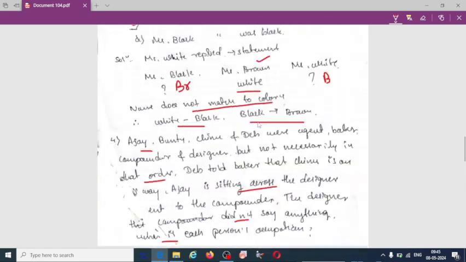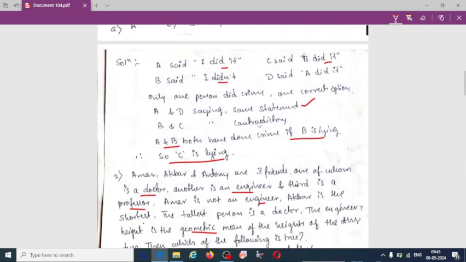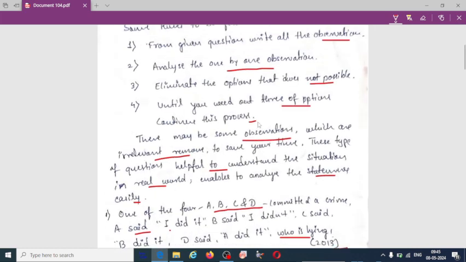So like that you try to solve the questions on logical puzzles. First you read the question carefully, analyze the observations and try to weed out the incorrect options, then you are going to get the correct answer.